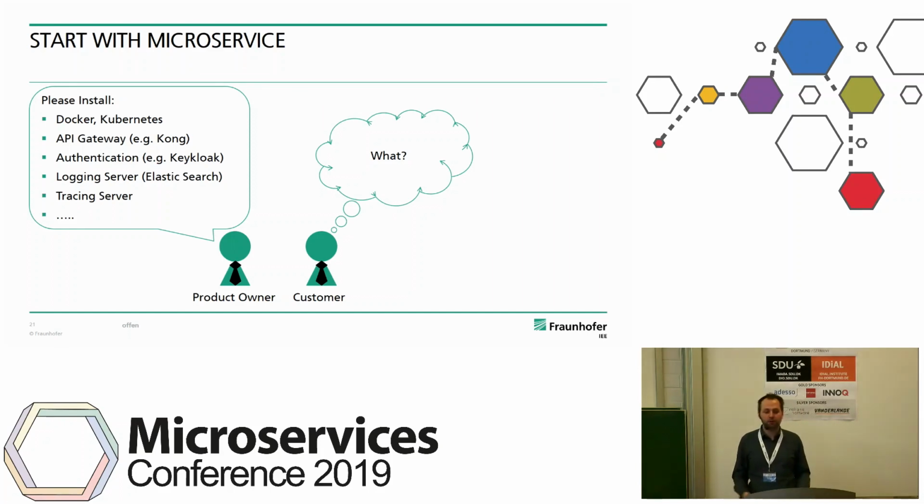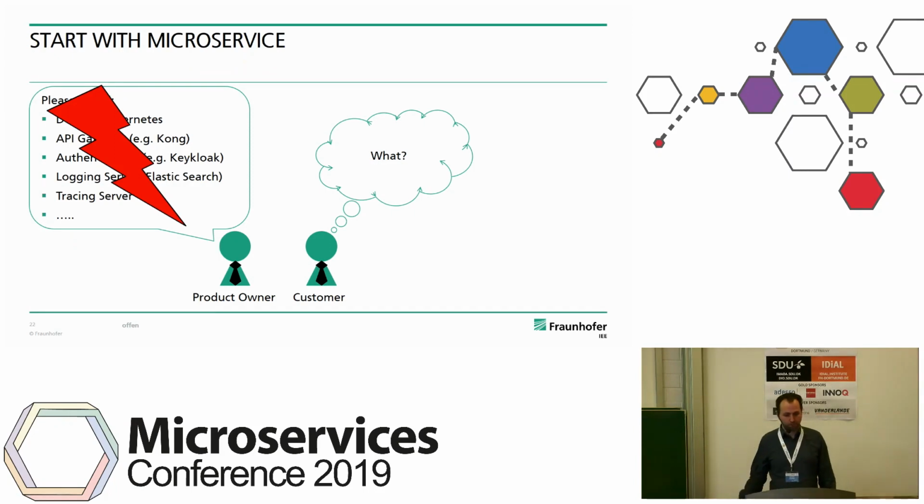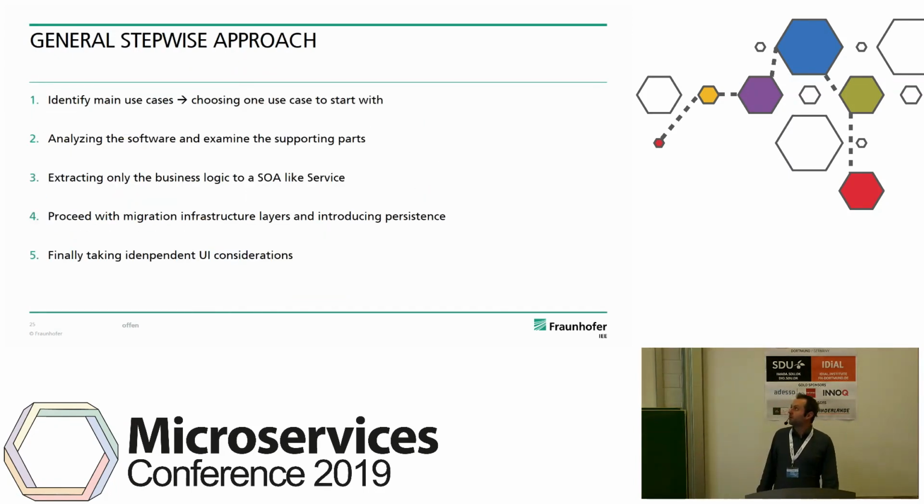So there might be a problem with doing such a thing as a big bang. We cannot do everything in one step, so we have to go a little more stepwise. And that is why we are thinking about which step we want to take. So that doesn't work. And then we are thinking about what our approach is. Perhaps we start by identifying the main use cases and choosing one of them to start.